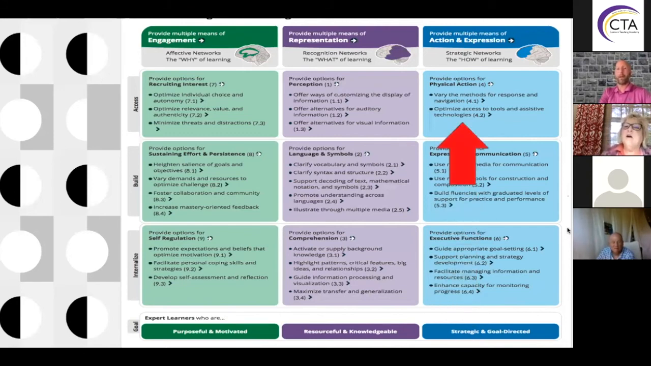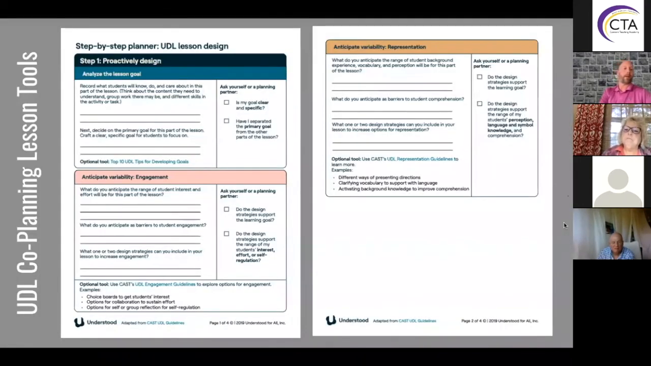And I love that Matt also has this arrow pointing to optimizing access to tools and assistive technologies. So good. All righty. This is another really nice planning tool. And as I mentioned before, it's all about the planning piece. And this would be a great one for co-teachers to look at together when you're designing your science activities or important content that you want to cover. There's a step 1, which is proactively designing your lessons. And it looks at engagement and representation and action and expression.